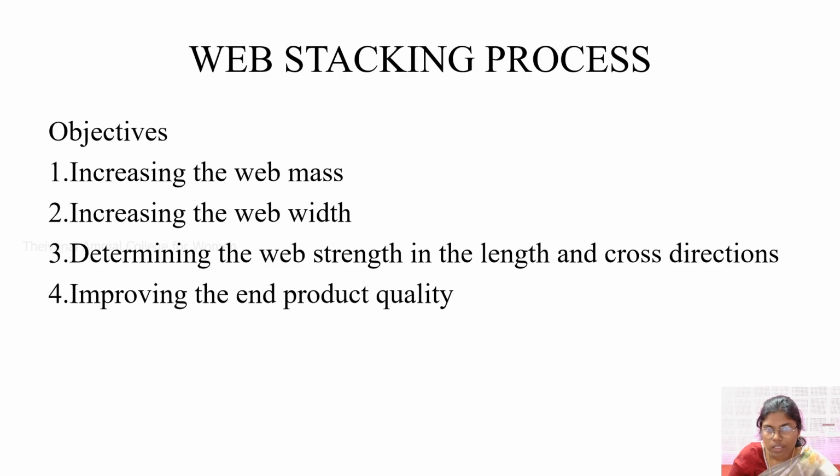So as I already discussed, what is web stacking? It is just the arrangement of fibers or the web one over the other. So what are the objectives? The major objectives of the web stacking process are to increase the web mass, to increase the web width, to determine the web strength and to improve the end product qualities. So these are the four main objectives of the web stacking process.